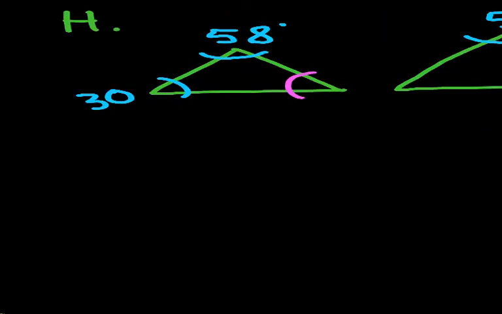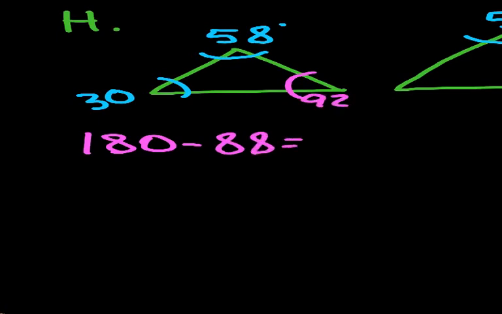Go ahead and label your 30 and your 58 on the first triangle, and then 58 and 90 on your second triangle. We're looking for the third angle on the first triangle. So we're going to add 58 plus 30, which gives us 88. And then subtract that from 180. And that should give you 92.